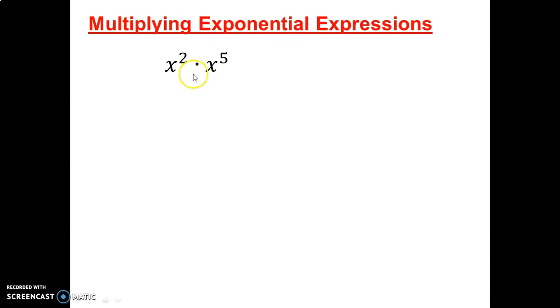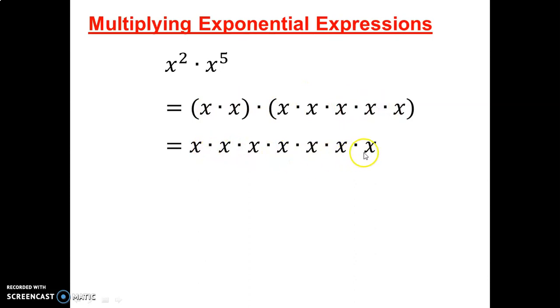Let's say we had x squared times x to the fifth. Often it helps to write exponents in expanded form in order to see where the rules come from. That expanded form is x times x, and this one expanded is x times x times x times x times x, all those 5 x's multiplied. So now we have 2 x's here and 5 here, all being multiplied. So we have 7 x's being multiplied. That means we have x to the 7th power.